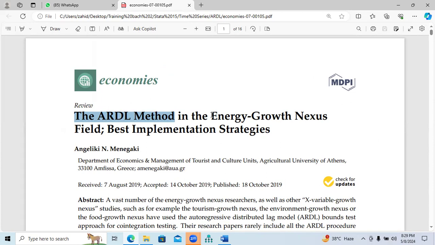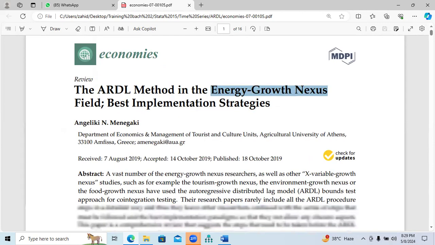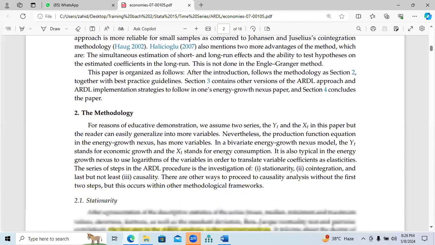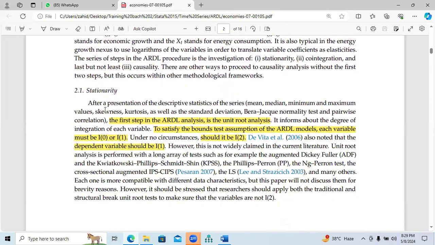It is a study based on the energy growth nexus. If you can see here, I would like to show you the methodology. Here they have discussed that after stationarity, the first step in the ARDL process is the unit root analysis. As I have discussed with you, to satisfy the bound test assumption of the ARDL model, each variable must be either stationary at 0, 0 means level, or at first difference. Under no circumstances should it be at second difference. So your stationarity may be mixed, but under no circumstances at second difference.